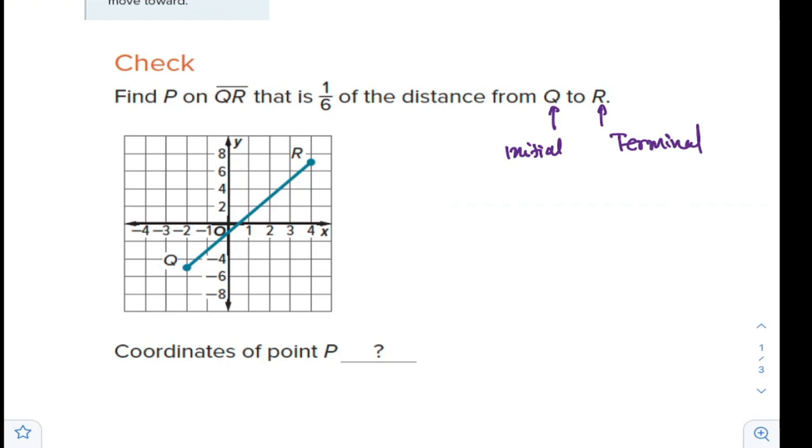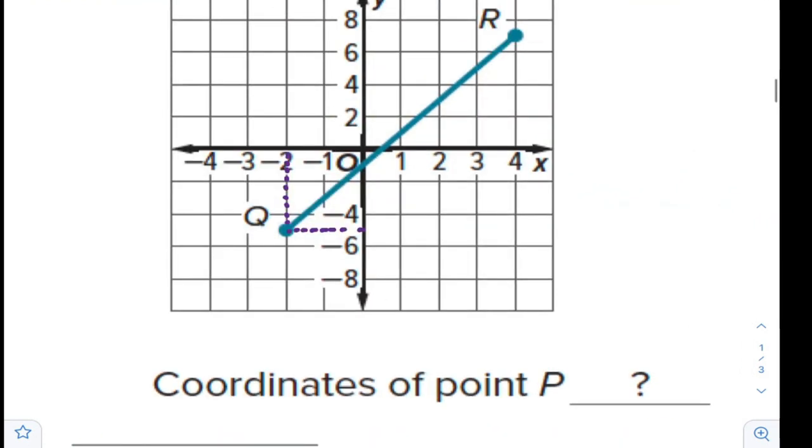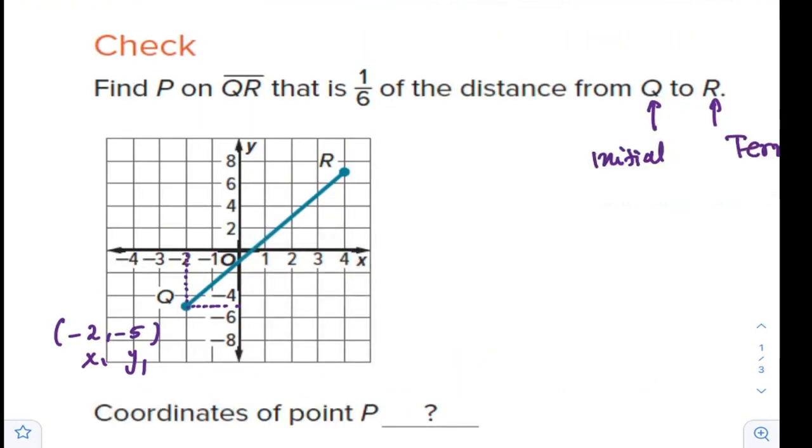So let's start with the initial point, which is Q. First, we will determine the coordinates of this point, which are -2 and -5. So this will be x1, y1. The final or second point is R, which is, let's see what x is: x is 4 and y is 7. So this is x2, y2.